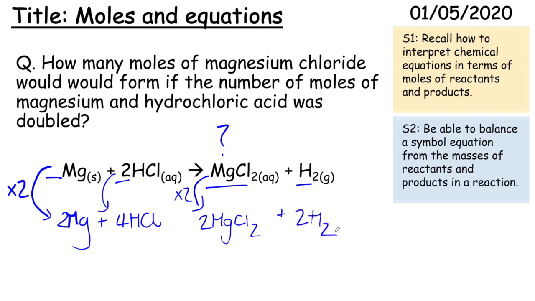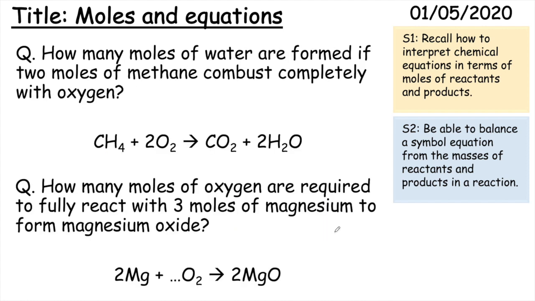Hopefully that wasn't too hard, because you're going to try some now of your own. Pause the video and then unpause it for the answers. Right, first one says, how many moles of water are formed if 2 moles of methane, this is methane, combust completely with oxygen? So if I change this to 2 moles, I've effectively doubled my amount. So remember, whatever we do to the left, we must do to the right. So if I've doubled the amount of methane, I need to double the amount of water. So we'd also get here 4 H2O.